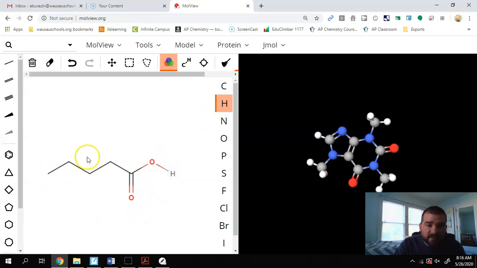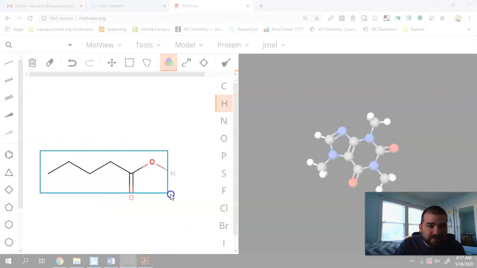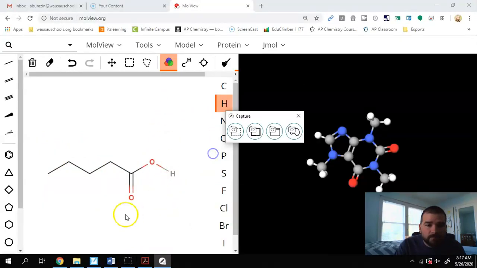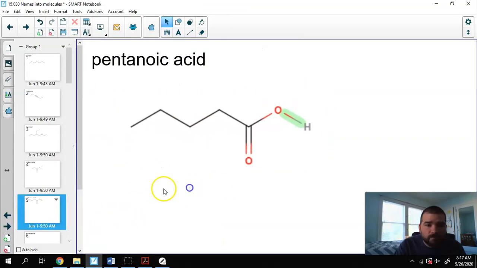So it's going to look something like this. 1, 2, 3, 4, 5 carbons, double bonded oxygen, OH group on the last carbon of that chain, which is a carboxylic acid. So this is pentanoic acid. There you go. Keeps highlighting things, that's okay.